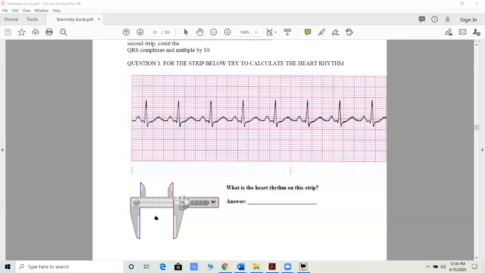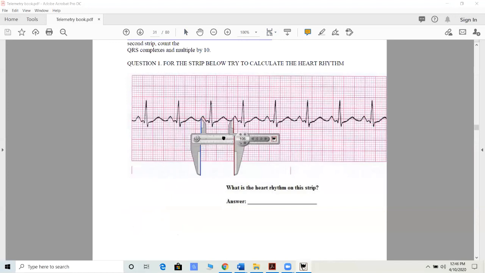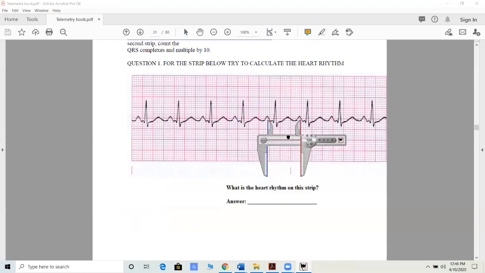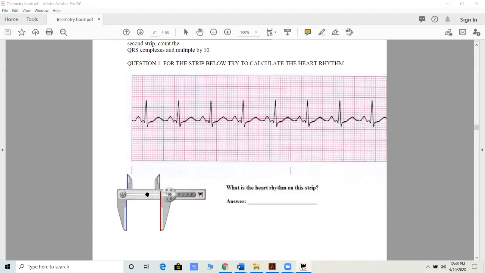All right, I'm going to do it one more time. So we're going to take our calipers and we're going to line them up, P to P. Okay, so P to P, peak of the P to peak of the P, right? And this is our atrial rhythm, P to P, P to P, P to P. So what can we say about our atrial rhythm? Our atrial rhythm is regularly regular.